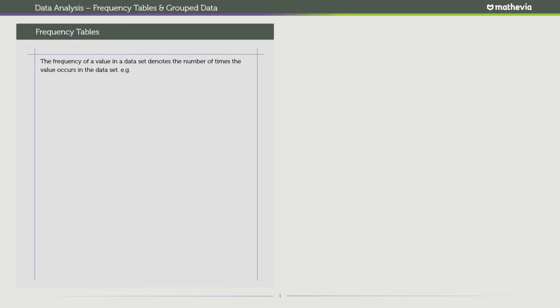Now the frequency of a value in a data set denotes the number of times the value occurs in the data set. So quite simply, if you have a figure in a data set, the frequency of that figure is simply how many times we have that figure in the data set.